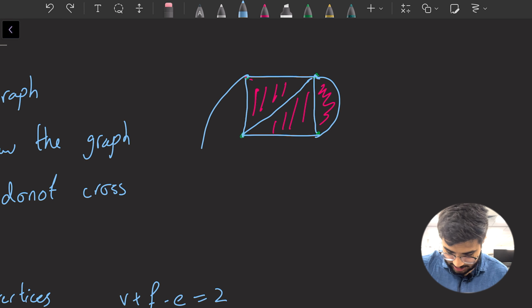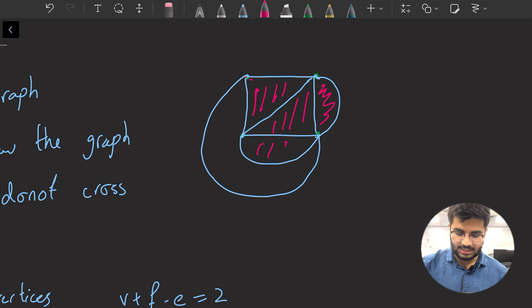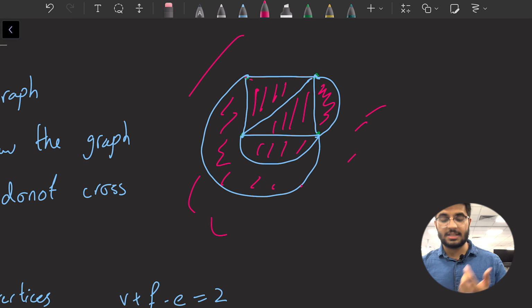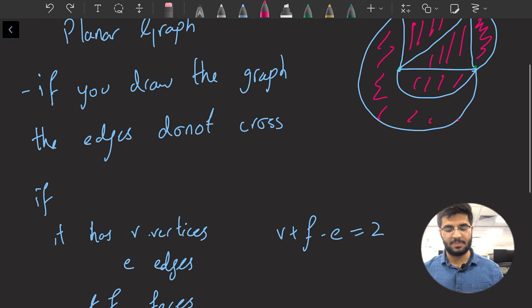Similarly, if I have something like this, that would be another face. All right, and then something like this, then I have this face, and then the face on the outside. So it's really just all the areas you can see. Okay, that's what a face is, that's what the number of faces are. And so if the number of faces plus the number of vertices take the number of edges is equal to 2, then that would mean that the graph you have is planar.